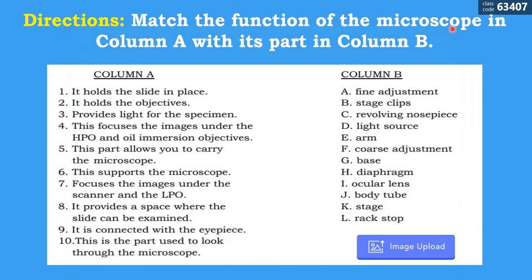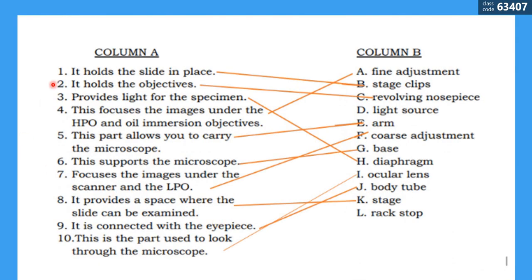So let's have the answer for this. For number 1 in column A, it holds the slide in place. It is letter B, stage clips. It holds objectives, letter C, revolving nose piece. Provides light for the specimen.